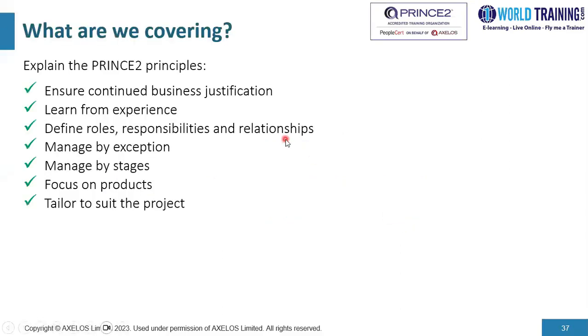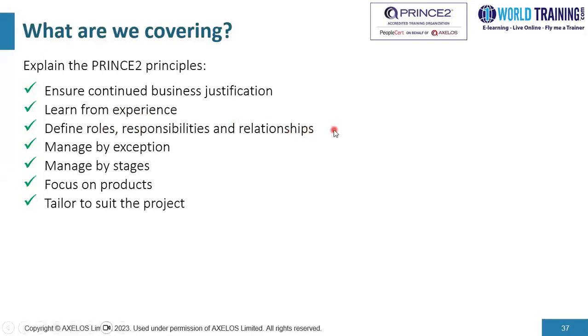What are we going to cover in this particular module? We will explain the PRINCE2 principles. We will cover the following 7 principles in greater detail. The 7 principles are: ensure continued business justification, that's principle number 1. Principle number 2 is learn from experience. Principle number 3 is define roles, responsibilities, and relationships.